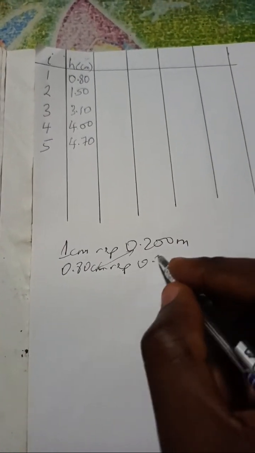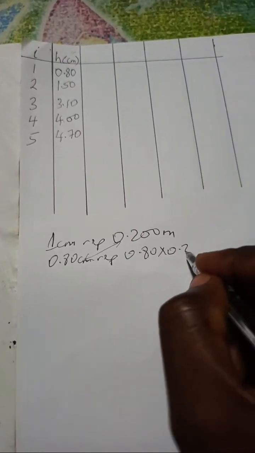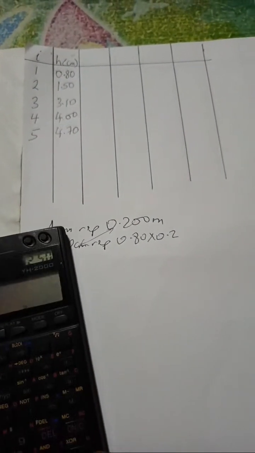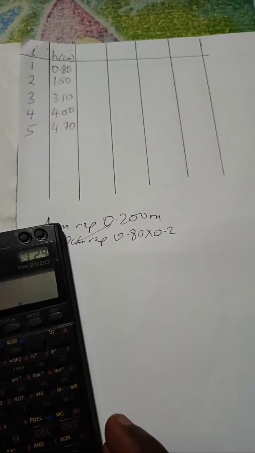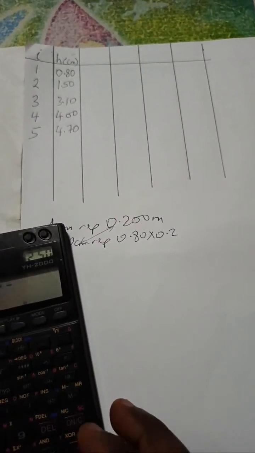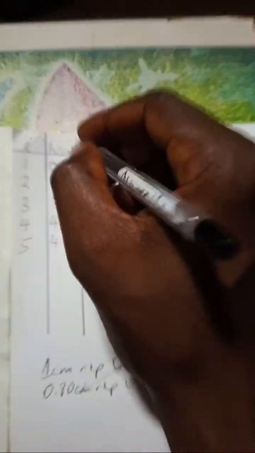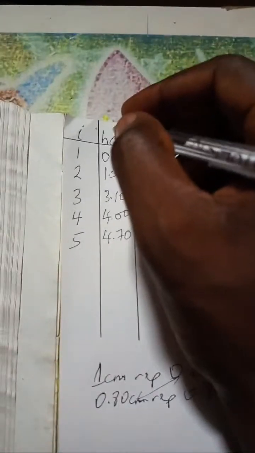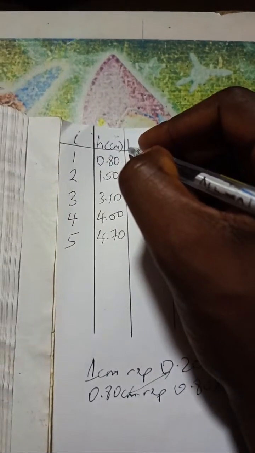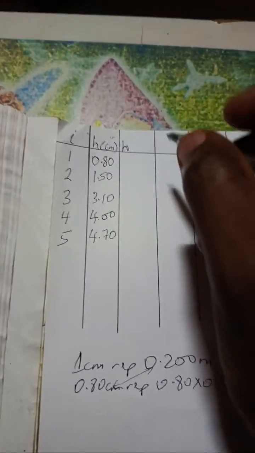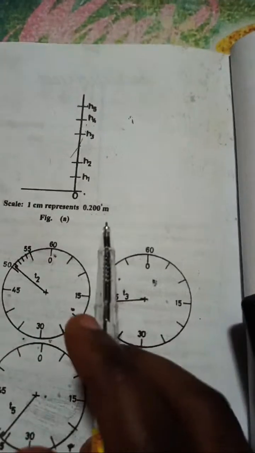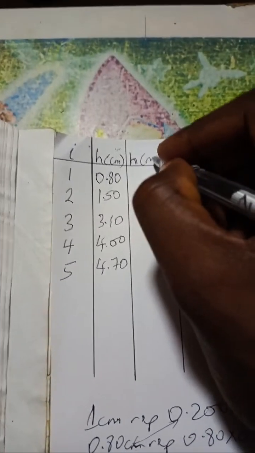So it means we have 0.80 times 0.2. Okay? 0.80 times 0.2. So we have 0.16. So there we put 0.16. So here now we are going to have another column, which will be our original H. So we put it as 8, our original H. Mind you, the unit is meters. So we put there as meters.